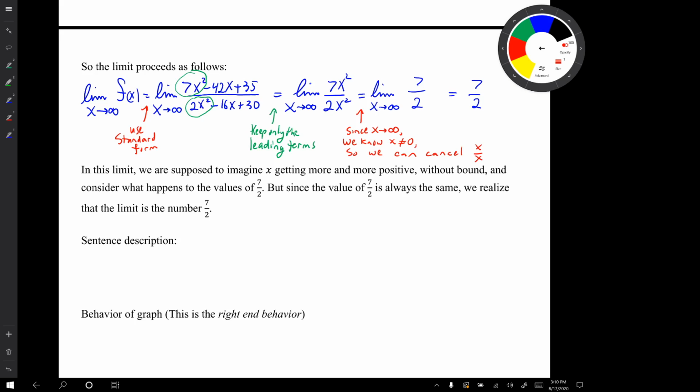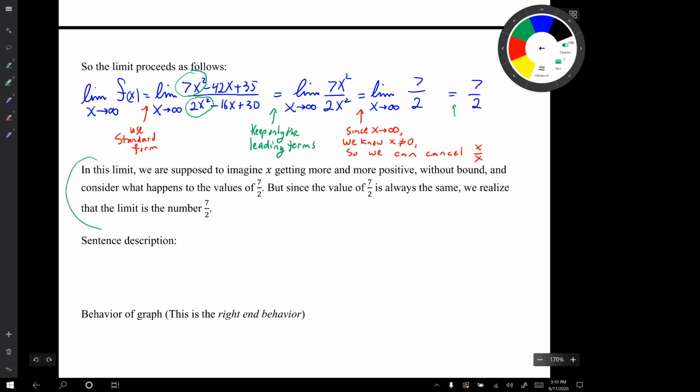Now, here's another of our instances where we can cancel, but we need to explain why. X is going to infinity, so we know that x is not equal to 0. So since x is not equal to 0, we know that we can cancel x over x. So we're left with this expression, the limit as x goes to infinity of 7/2. Now, how did we get here to just writing 7/2?